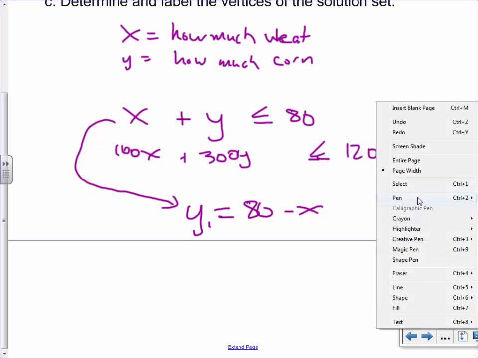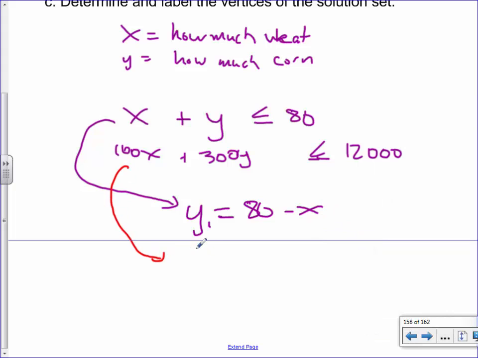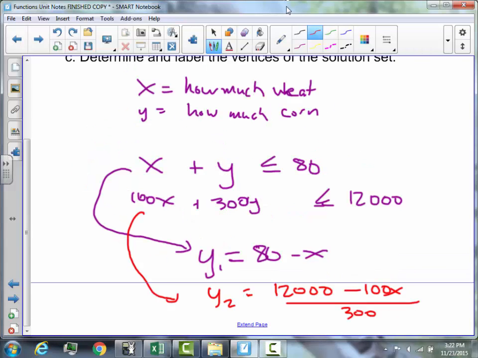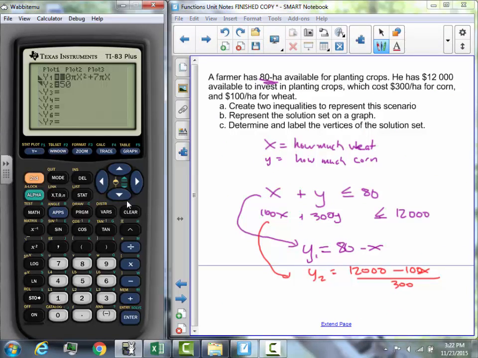What about the other one? How do I rearrange this one to get y by itself? The 100x, though, needs to get subtracted. So make it 1200 minus 100x, and then divide it all by 300. So, go graph these. One of them is 80 minus x, and the other one is (12,000 minus 100x) divided by 300.